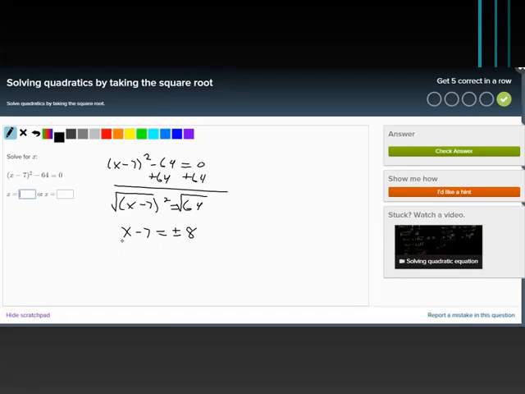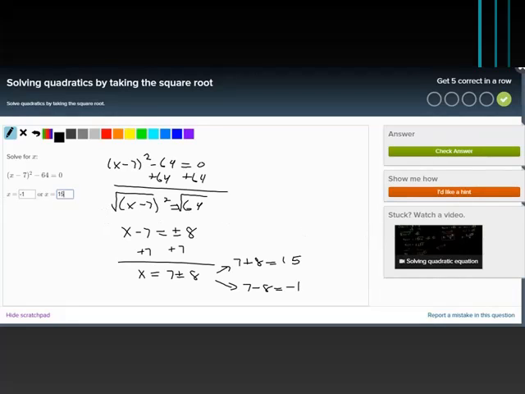I don't have to put one on this side because the square root and the square cancel each other out, so I'm really not doing the square root of it. Add the 7 to both sides here. So x = 7 ± 8. Now I'm going to do both these parts. 7 plus 8 is 15, and 7 minus 8 is negative 1. So those are my two answers, negative 1 and 15. It doesn't matter which way you put them in, as long as you put them in each spot.